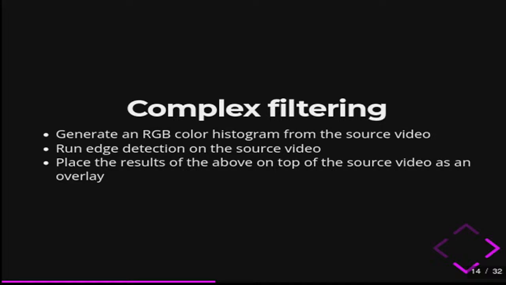So we are going to go for an example. We'll generate an RGB color histogram from the source video. Then we are going to run edge detection on the same source video, and then we are going to merge all the 3 streams, including the original stream, and place the results of the above on top of the source video as an overlay. So we basically have a picture-in-picture thing created by processing the original file.